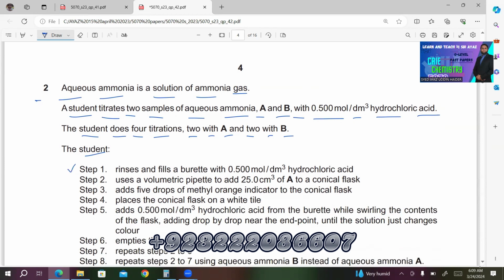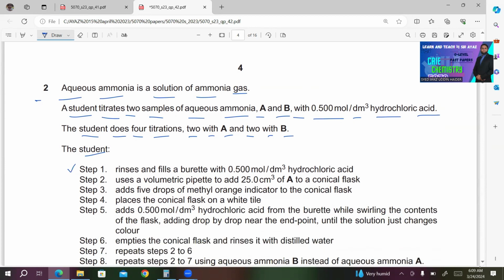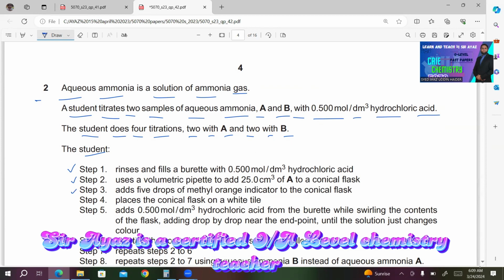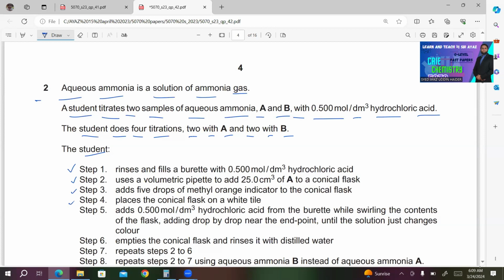The student, step 1, rinses and fills a burette with 0.5 mole per dm cube hydrochloric acid. Step 2, uses a volumetric pipette to add 25 centimeter cube of A to a conical flask. Step 3, adds 5 drops of methyl orange indicator to the conical flask. Step 4, places the conical flask on a white tile. Step 5, adds 0.5 mole per dm cube hydrochloric acid from the burette while swirling the contents of the flask, adding drop by drop near the end point until the solution just changes color.